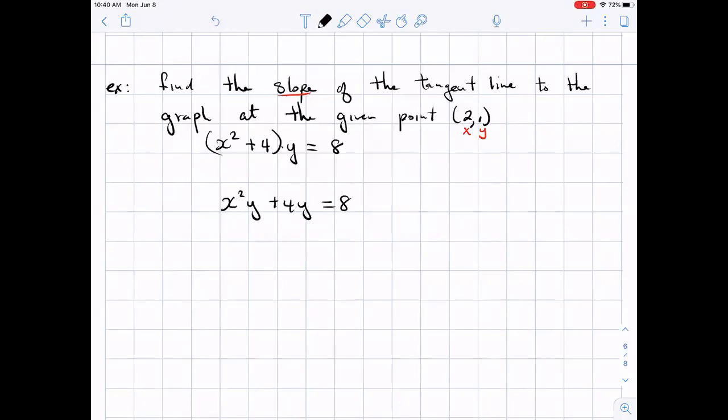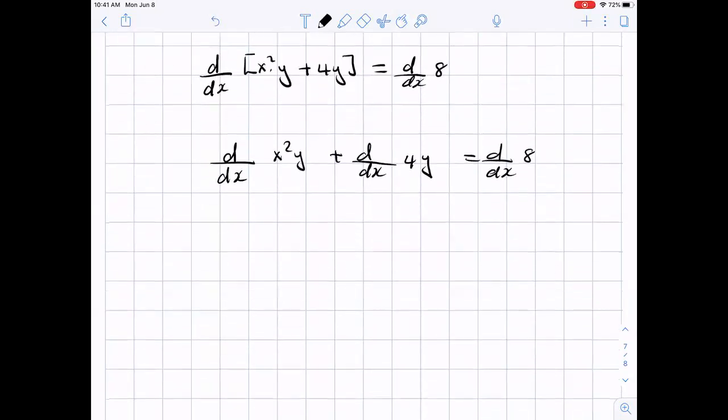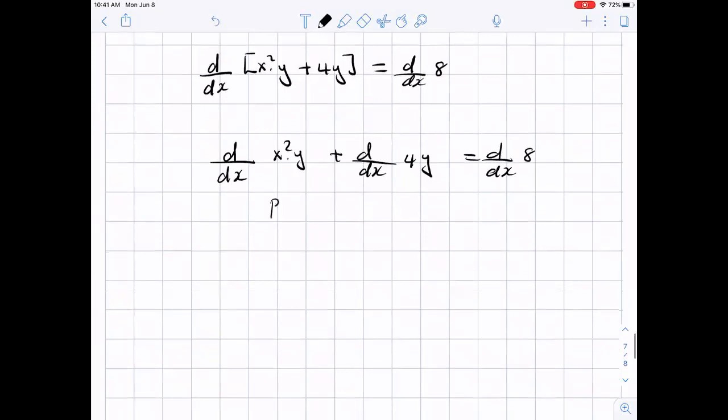So if we take the derivative of this, since it's implicit, we'll take the derivative of both sides with respect to x. So d/dx of x squared y plus 4y, and that's equal to d/dx of 8. Now here we have a product. So at some point we'll have to use the product rule, but we could separate this since it's a sum: d/dx of x squared y plus d/dx of 4y is equal to d/dx of 8. Now this here is a product, okay? So we have to use the product rule.